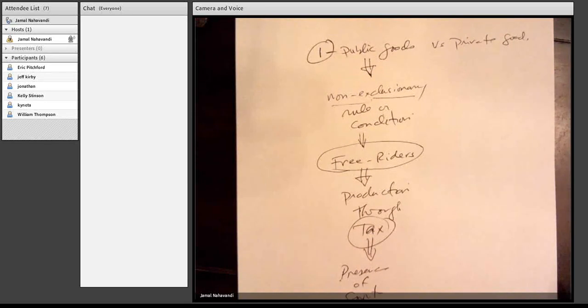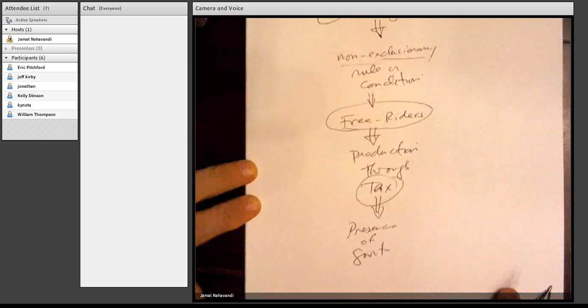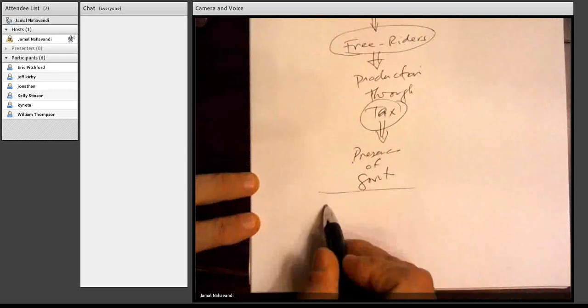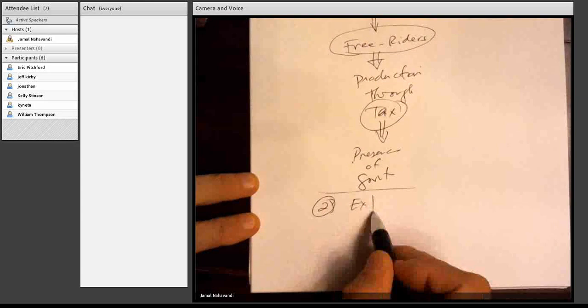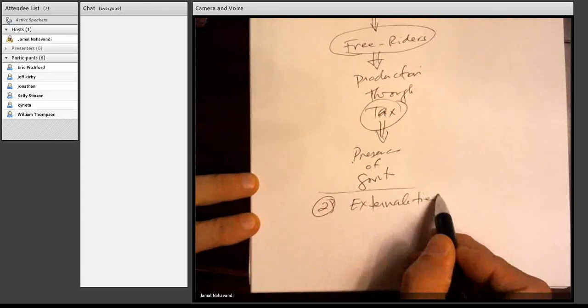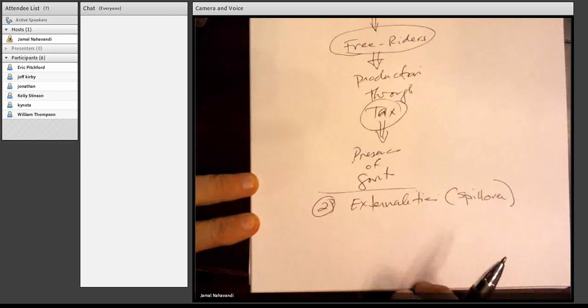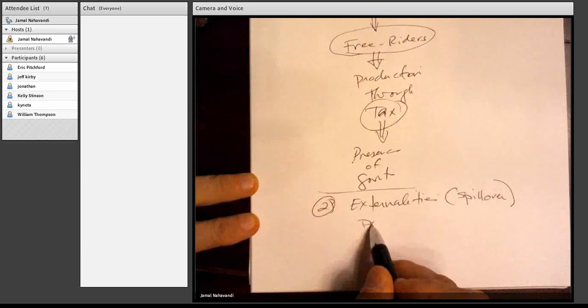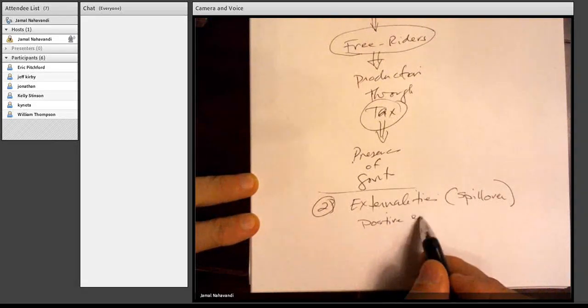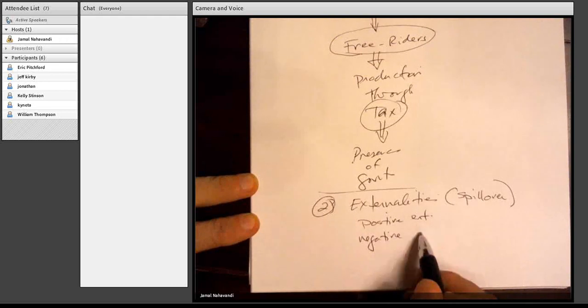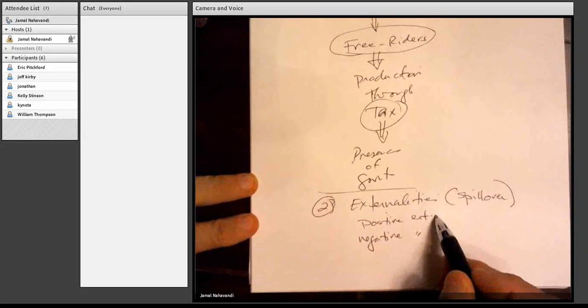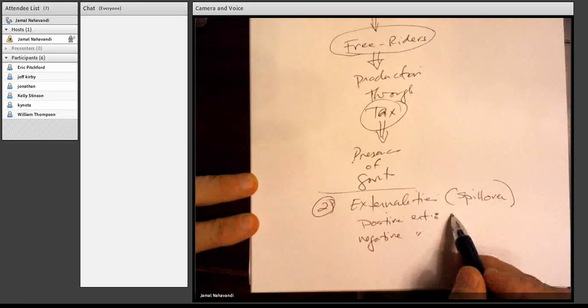Okay, so that's one argument. The other argument for government role is externalities, or sometimes referred to as spillover. Okay? They can be positive externalities or negative externalities. What are the examples? Well, a positive externality is like education.